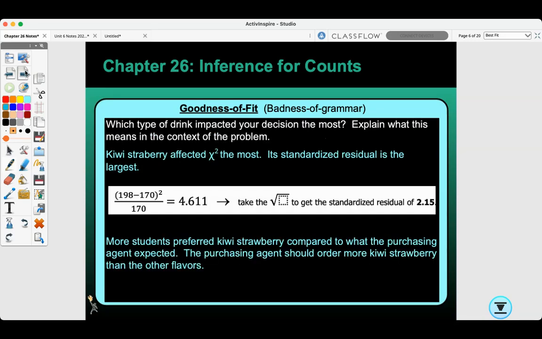Which type of drink impacted your decision the most? Explain what it means in context of the problem. So kiwi strawberry affected chi-squared the most. Its standardized residual is the largest. And to find the standardized residual, you take the square root of its part of the test statistic sum. So more students preferred kiwi strawberry compared to what the purchasing agent expected. The purchasing agent should order more kiwi strawberry than other flavors.